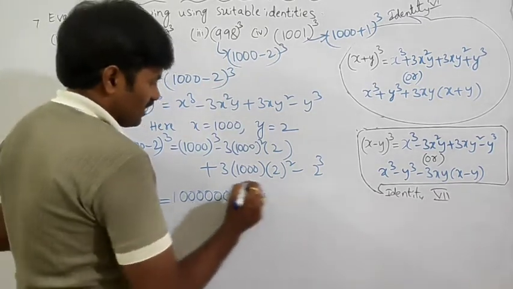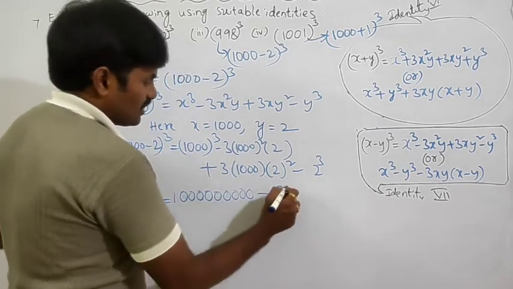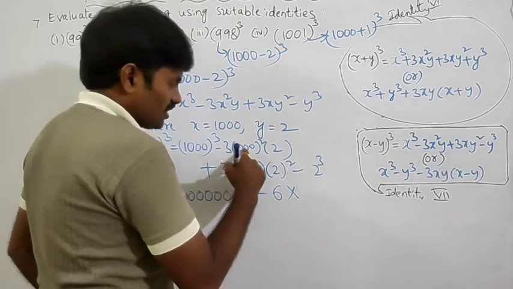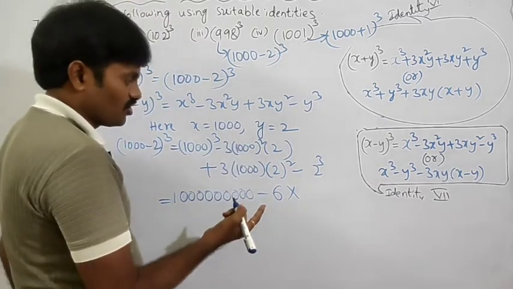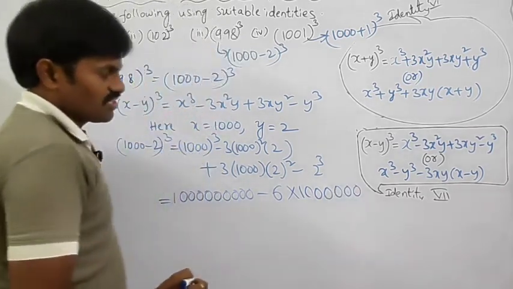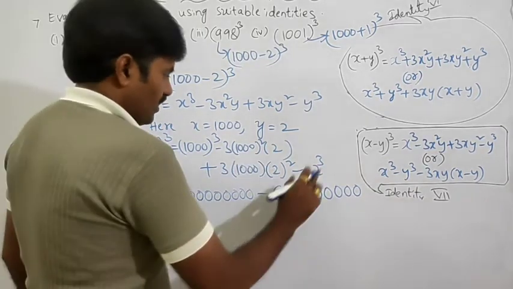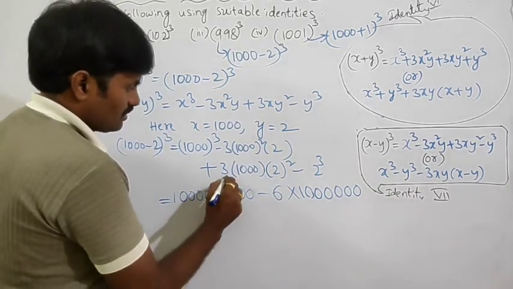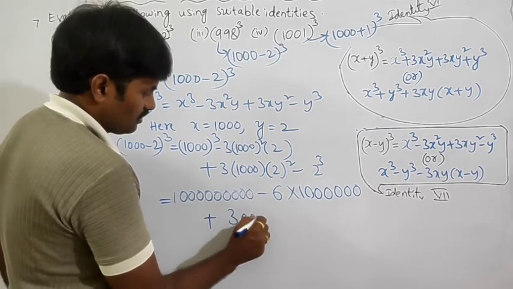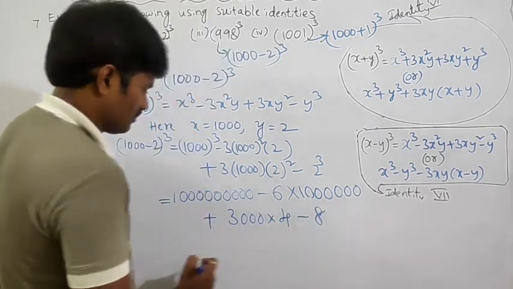Next, minus 3 into 2, 6, into 1000 into 1000. How much do we get? 1000 into 1000: 3 more zeros, total 6 zeros. 6 zeros means we call it 10 lakhs. Simplified. Plus 3 into 2, 6. I am sorry, 3 into 1000, 3000, into 2 square value 4, minus 2 cube value 8.